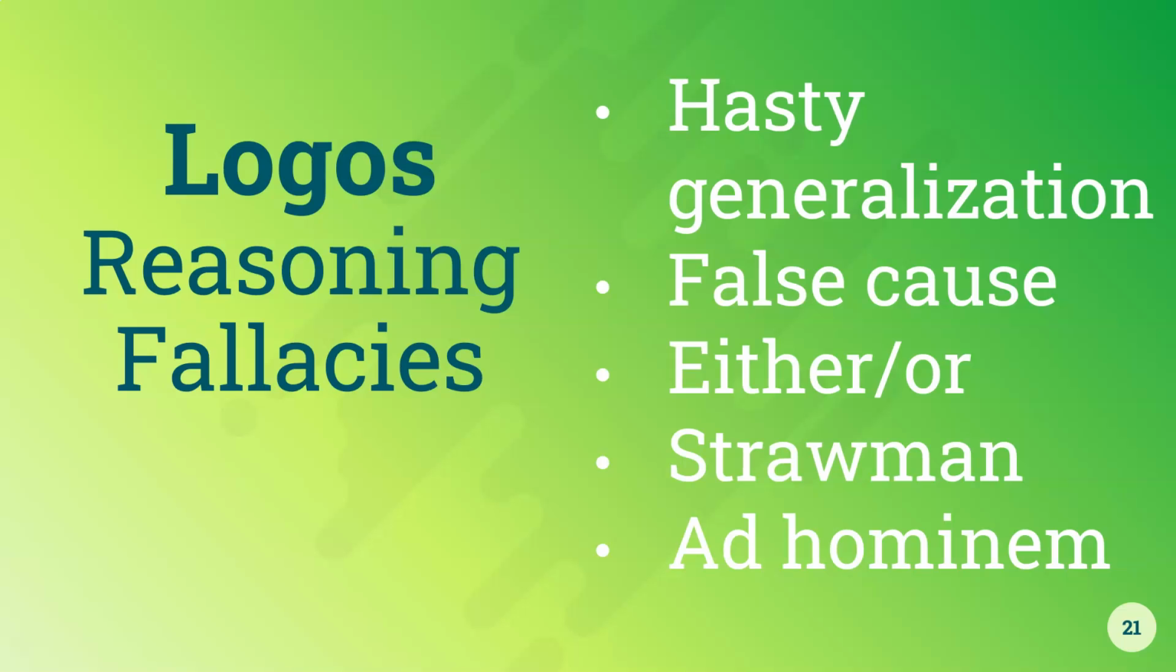And then an ad hominem fallacy attacks the person making the argument rather than addressing the argument itself. So an example here would be anyone who smokes is stupid and doesn't care about kids.